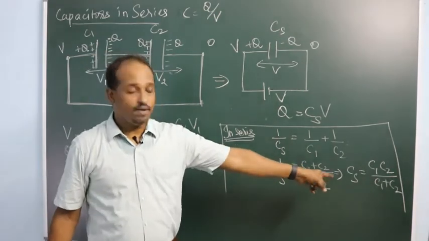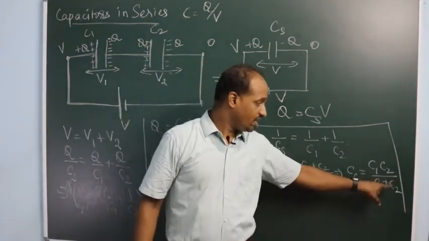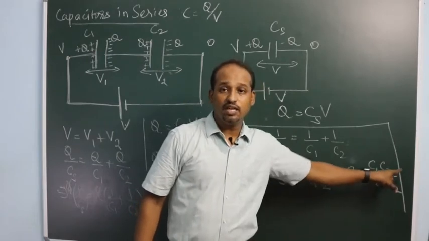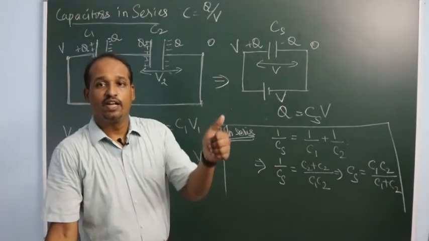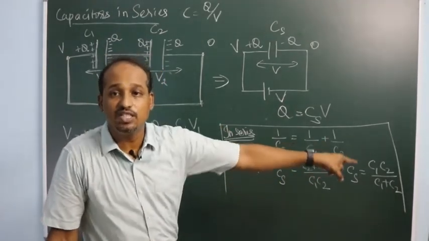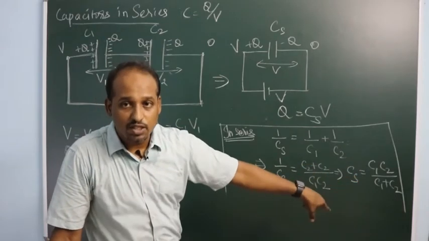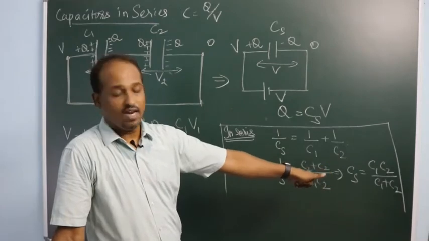If there are three, it is not C1 C2 C3 by C1 plus C2 plus C3. When three capacitors are connected in series, work it out: the effective capacitance will be C1 C2 C3 by C1 C2 plus C2 C3 plus C3 C1. That way it has to be done.